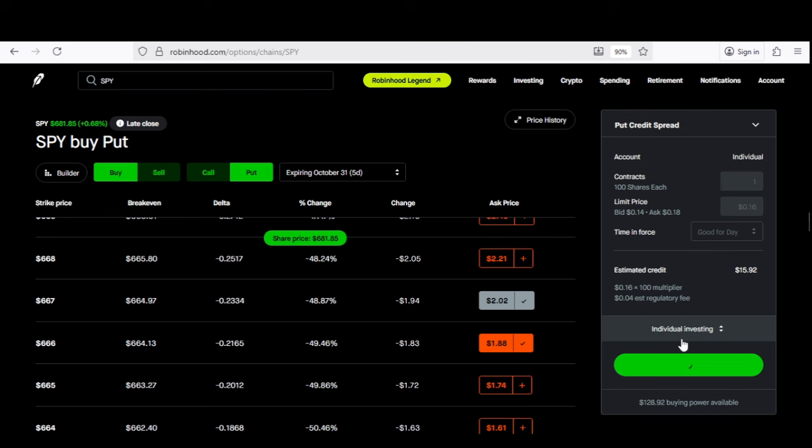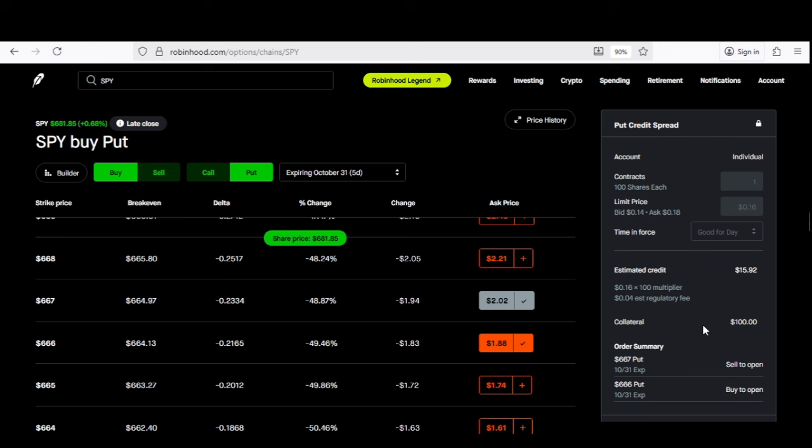Let's hit continue. Let's go review order. Now, in order for you to do this option strategy, all you need to have in your account is just about $100. Now, the $100 is going to represent your collateral. Remember, the first leg of this option strategy, you would need to have $66,700. By making that slight adjustment, your collateral has now gone down to just $100.